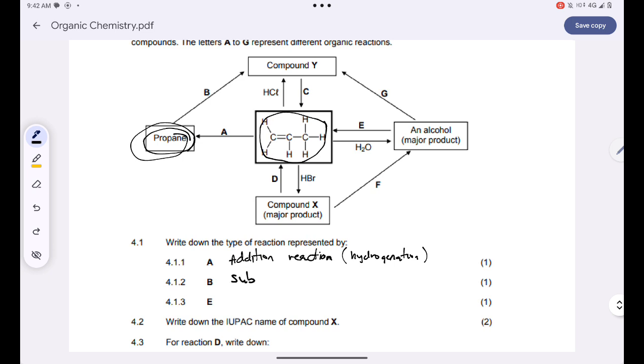Substitution reaction. And then reaction E. In reaction E, I'm moving from an alcohol to form a propene over there. That means that was elimination.